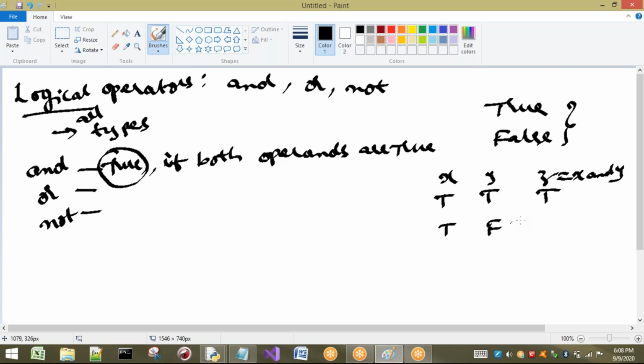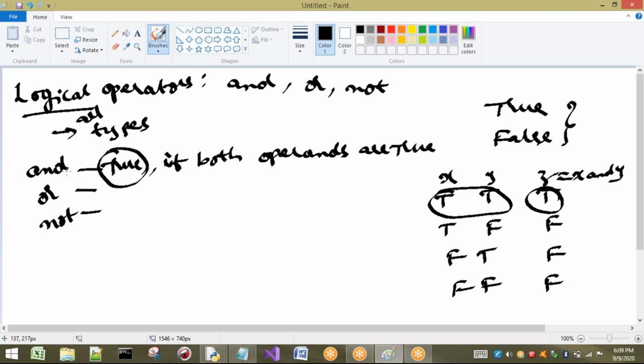Next case, if I consider T, F, the answer will be F. In the same way, false, true, we get false. False, false, we get false only. This is about AND operation. Just remember this point: AND results true if and only if both operands are true. If X and Y are true, then only the result will be true. In all remaining cases, we get false.